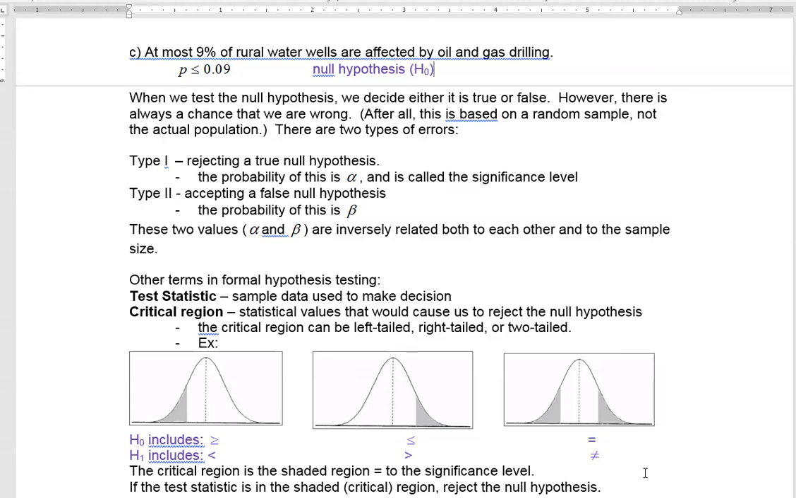So the critical region is that shaded region in the significance level, right? So our alpha is the shaded region.